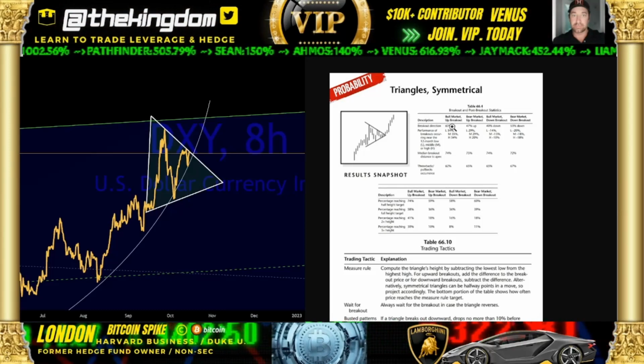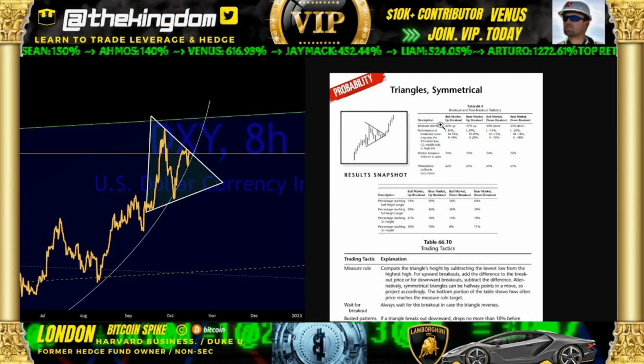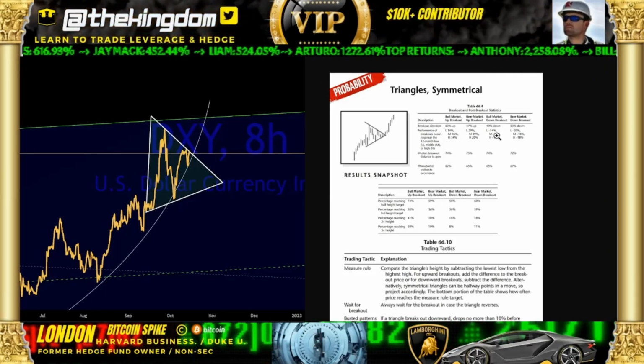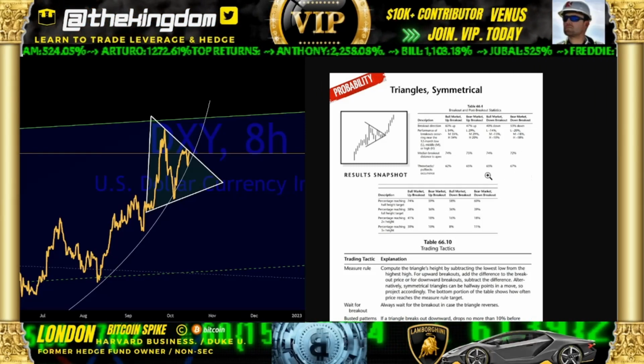Make sure that you're viewing this on a big screen TV. So we have a 60-40 split. I'm going to count this as a bull market categorization for the DXY, given the fact that it's been extremely bullish for the DXY, right? We have the bear market statistics as well.